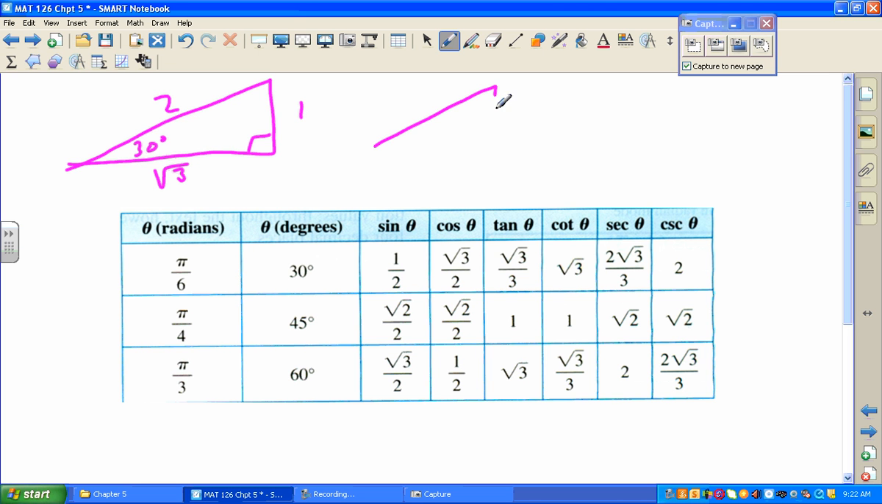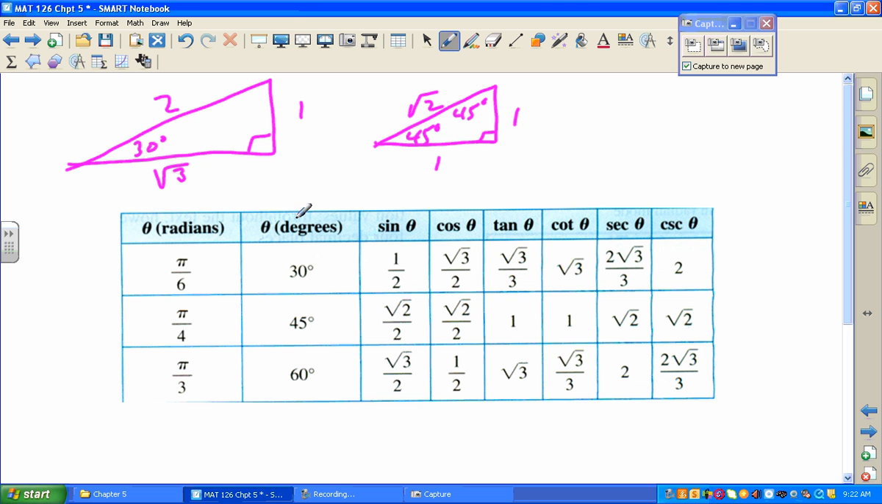What was your reference triangle for 45, 45, 90? 1, 1, square root of 2. Some people actually put those on their note card as well because they come up a lot in calculus and business calculus.